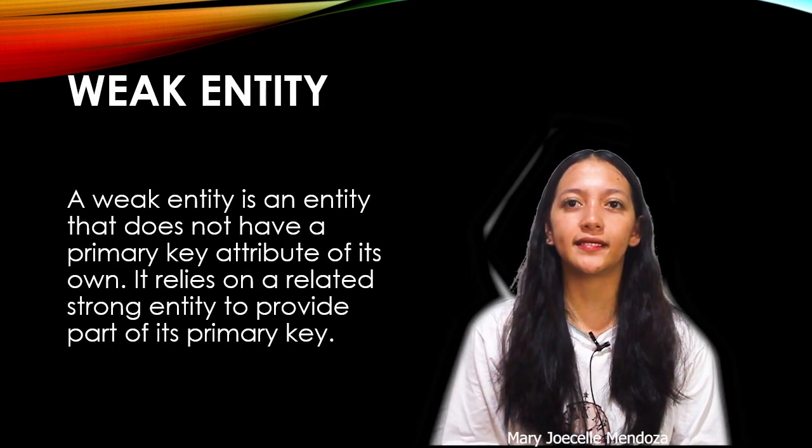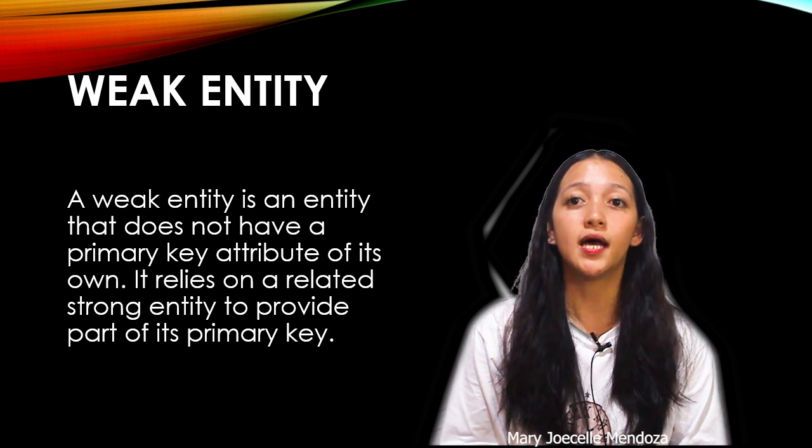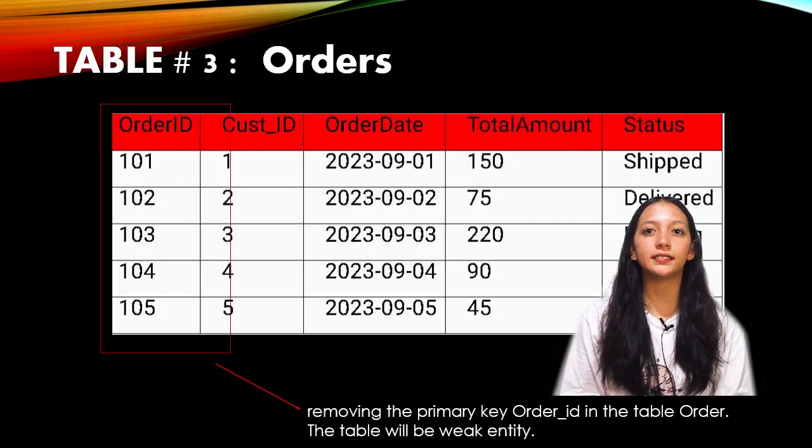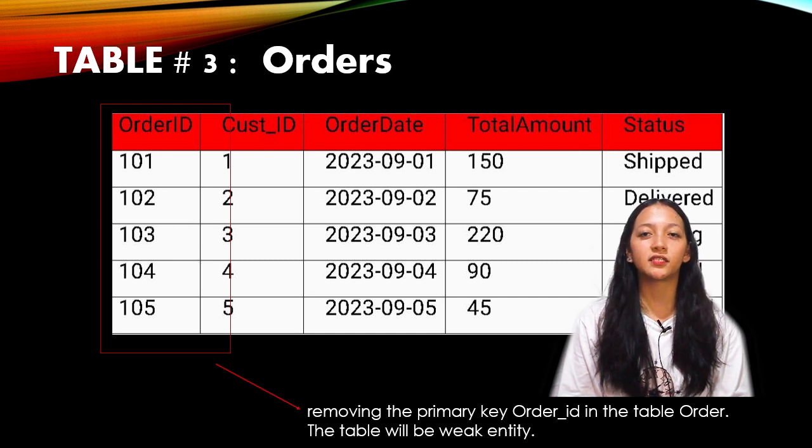Weak entity is an entity that does not have a primary attribute of its own. It relies on the related strong entity to provide part of its primary key. For example, a weak entity type is an order. It has no meaning by itself. It must be placed by a customer, so it has a foreign key relationship to the customer table, but it has few attributes of its own. For example, removing the primary key order ID in the table order, it will be weak entity.